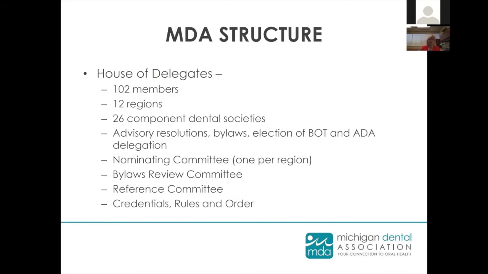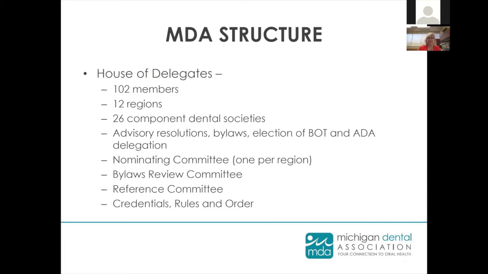You might recall that a few years ago, in 2014, the House of Delegates approved some changes as to how the MDA was going to be governed. As a result of those changes, our House of Delegates, which has 102 members, is broken up into 12 different regions, and of course is comprised of 26 component dental societies, and has new responsibilities. They can do advisory resolutions, but they're also responsible for bylaws, for election of the board, and ADA delegation.